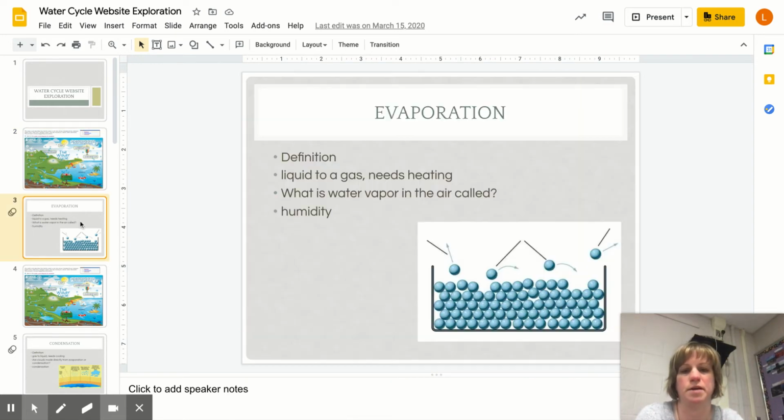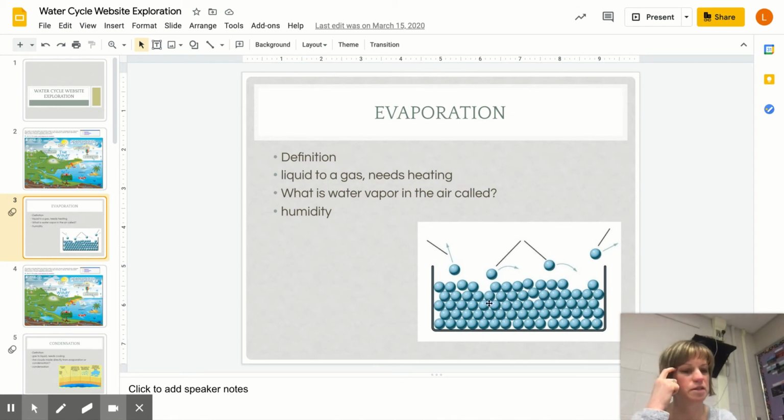And so our definition for evaporation is that it's when water goes from a liquid to a gas, and it does need heating. And so the key question that went with it was, what is water vapor in the air called? And we call that humidity. So if we think it through, what season is it more humid? Well, that's generally summer, and that makes sense because we have higher temperatures to drive that evaporation process.